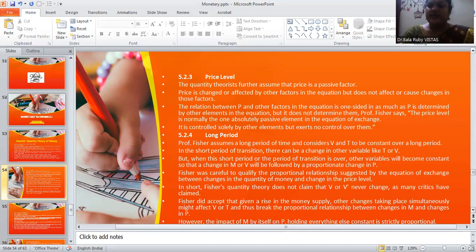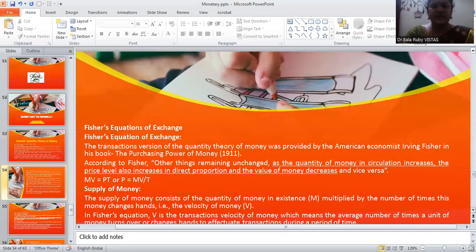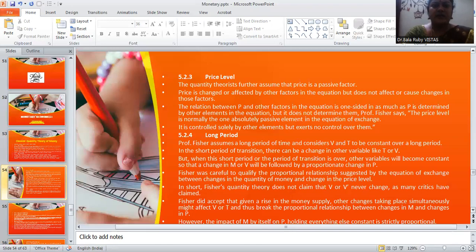Professor Fisher says that the price level is normally the one absolutely passive element in the equation of exchange. It is controlled by other elements but exerts no control over them. So this is the third assumption. And the fourth assumption is the long period.